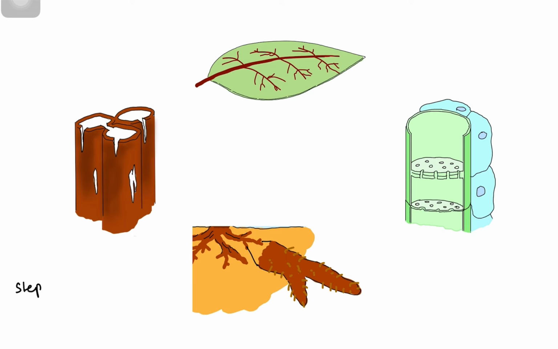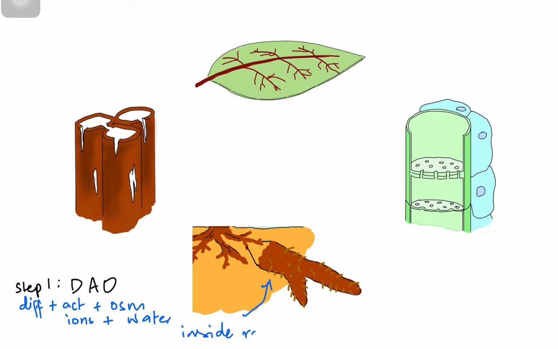If we sum up the entire process of plant transportation and nutrition, we should know that everything begins from the roots, where the process of DAO happens. The D stands for diffusion, A stands for active transport, and O stands for osmosis. Diffusion and active transport are for ions, and osmosis is for water. Once all these important substances are inside the roots, they travel towards the xylem, which is mainly in the stem, and obviously in roots and leaves you can also find xylem tissue.